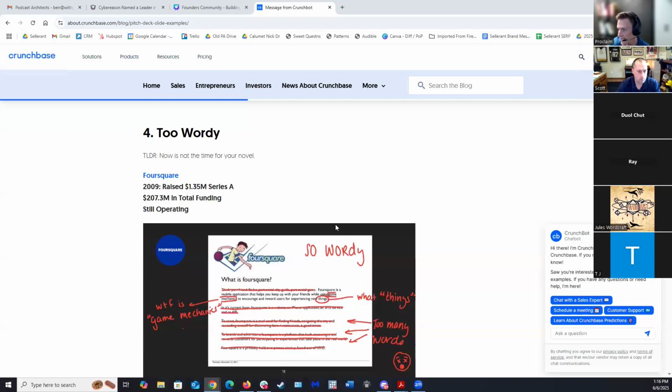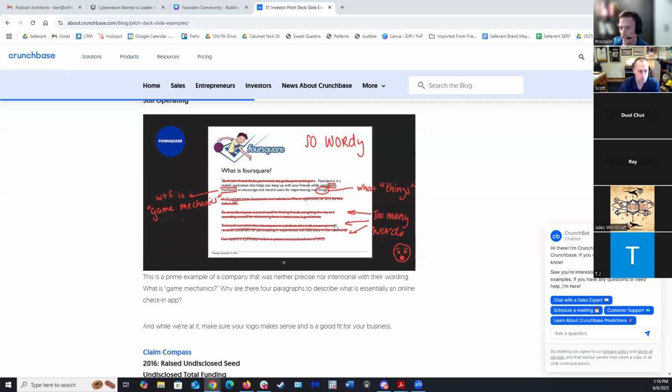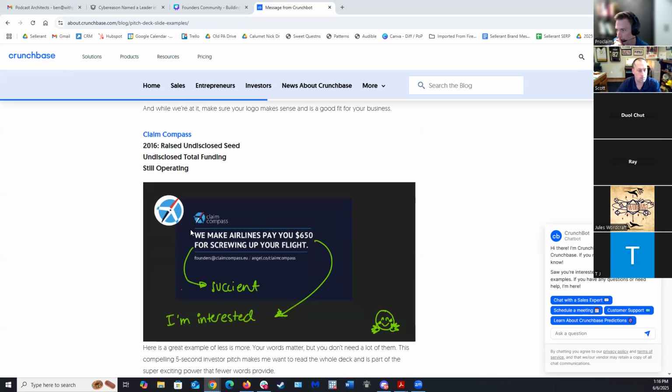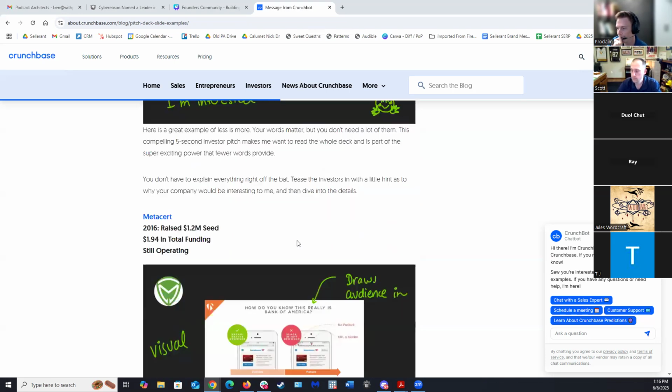So yeah, too wordy. Just avoid too much text. You're not writing a novel. You're using graphs, graphics, and photos to tell your story as much as possible. This is simple. We make airlines pay you 650 for screwing up your flight. Okay, draws my interest. I'd like to know more about that.